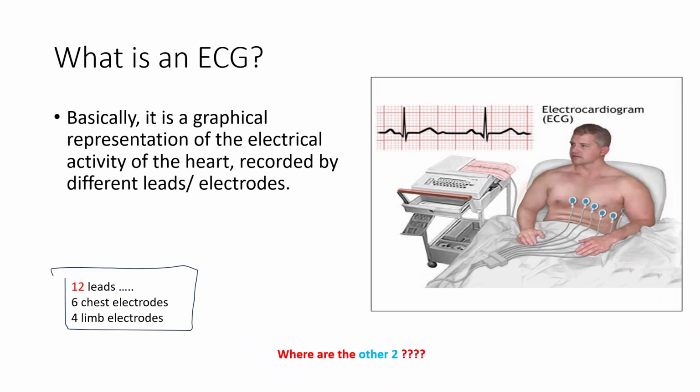So the question is, where are the other two? The answer is, a 12-lead ECG provides 12 unique views of the heart's electrical activity using only 10 electrodes placed on the body. This is the thing actually.